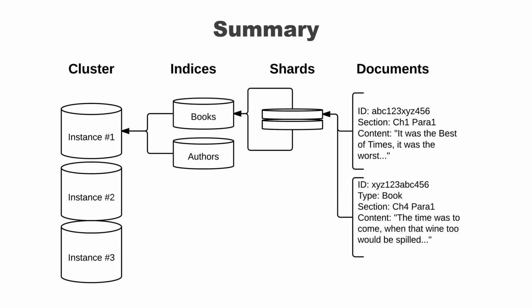Okay. So here we have a cluster which contains 3 nodes. In the cluster, you have multiple indexes, like books is one index, authors is an index. Each index you can convert to multiple shards, and in each shard you have documents. I hope it's clear. So now you must be familiar with clusters, indices, shards, and documents. All of you are clear?